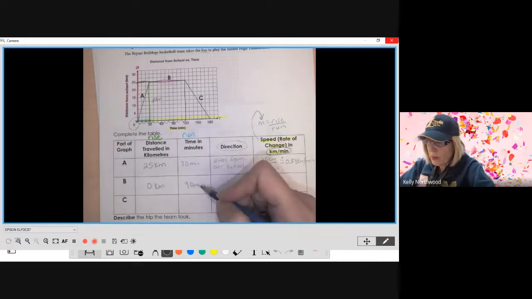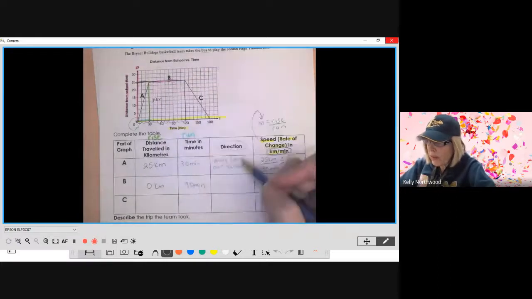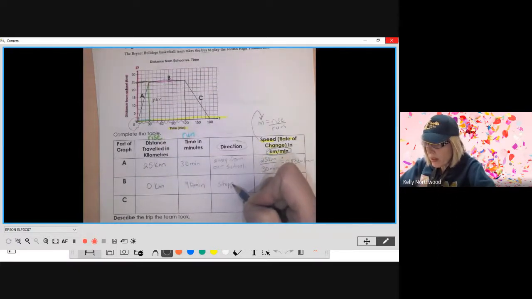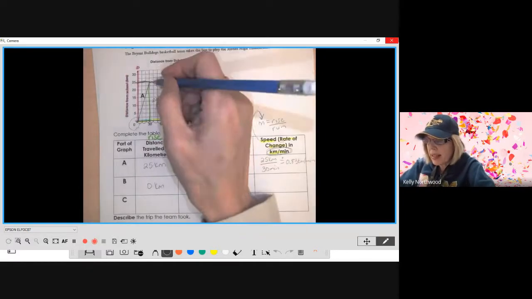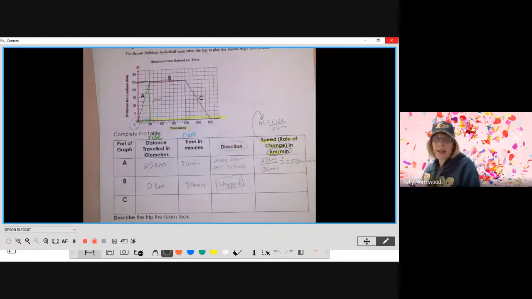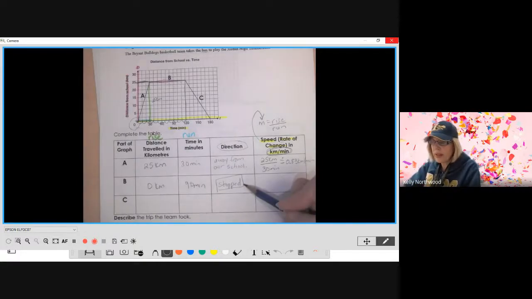Direction. So for direction, we're not going towards our school or away from our school, we're stopped. Another reason they put that column in is because they want you to realize that a flat, horizontal line on a distance time graph indicates being stopped. So that's important for you to be able to interpret your distance time graph properly. And if you're stopped, your speed is going to automatically be 0 kilometers per minute.